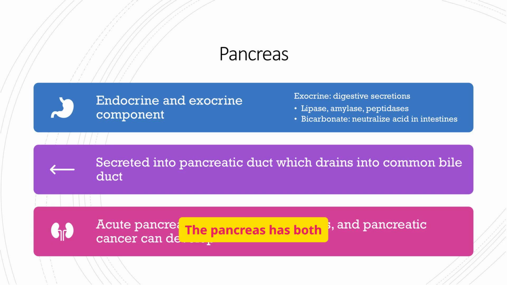The pancreas has both endocrine and exocrine functions. The exocrine component produces digestive enzymes like lipase, amylase, and peptidases, as well as bicarbonate to neutralize acid in the intestines. These secretions are released into the pancreatic duct, which drains into the common bile duct. Remember that acute pancreatitis, chronic pancreatitis, and pancreatic cancer can all develop in the pancreas.